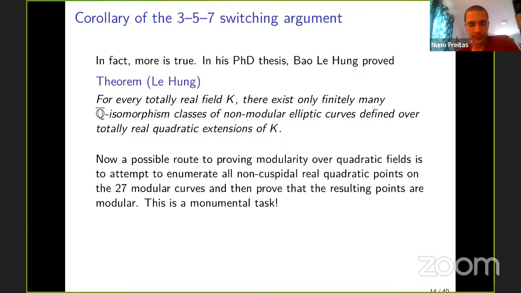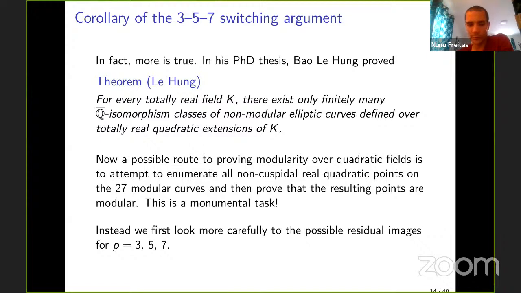Okay, so at this stage, a possible route to proving modularity over quadratic fields is to try to enumerate all non-cuspidal real quadratic points on these 27 modular curves, and then prove that the resulting points are modular. But this is a really huge task, and for most of the curves we won't be able to do this. So instead, what we do is to look more carefully at what can be the possible images of these elliptic curves modulo 3, 5, and 7.